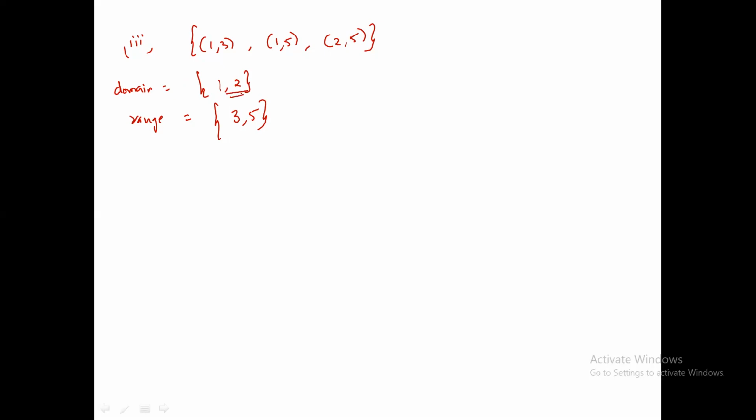Coming to the third one: (1, 3), (1, 5), (2, 5). First you will write the domain, the set of all x's, 1 and 2. Next you will write the range, the set of all y's, 3 and 5. You can see all the x's from the domain are taken. But what you can see is x, that is 1, is repeating. That's why this relation is not a function.